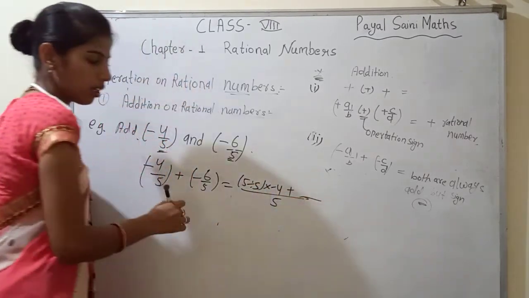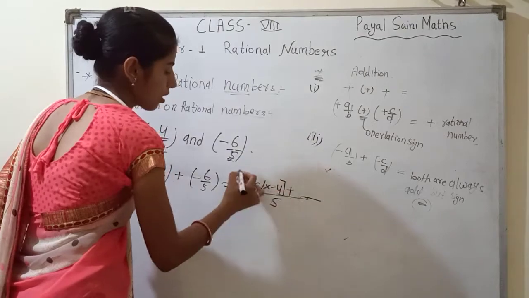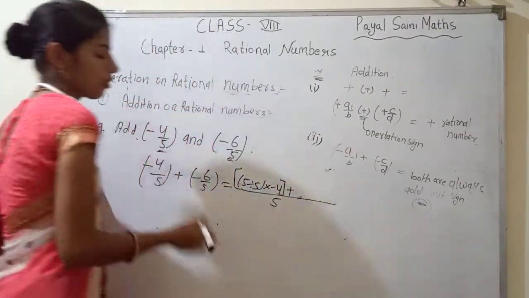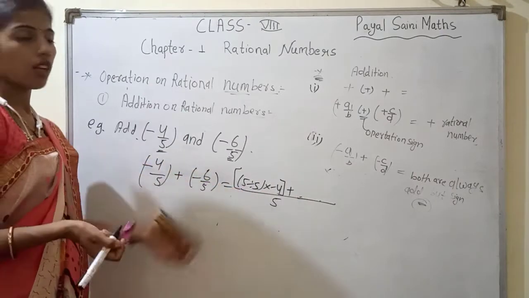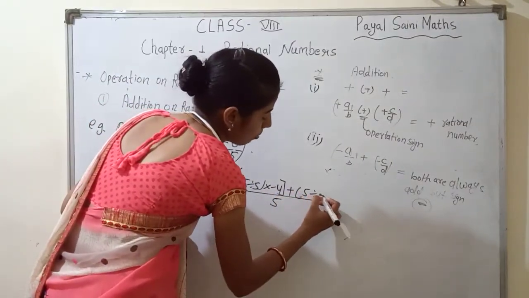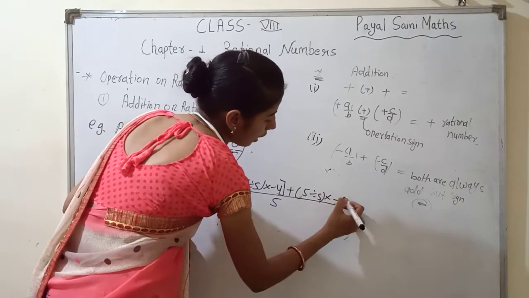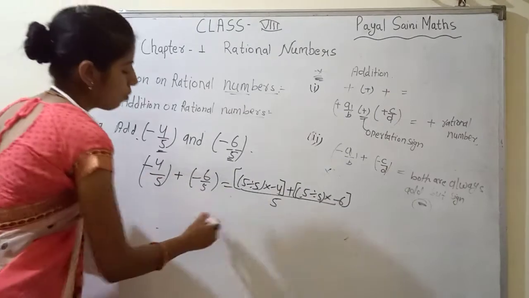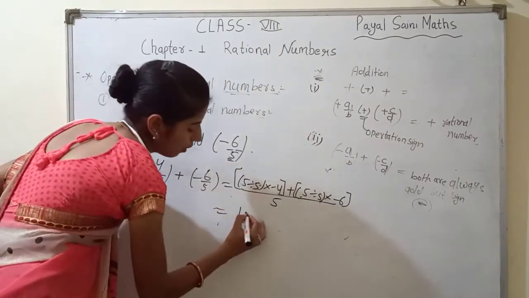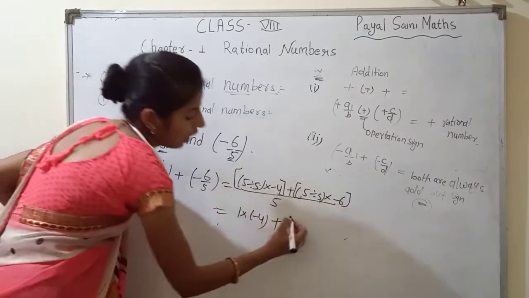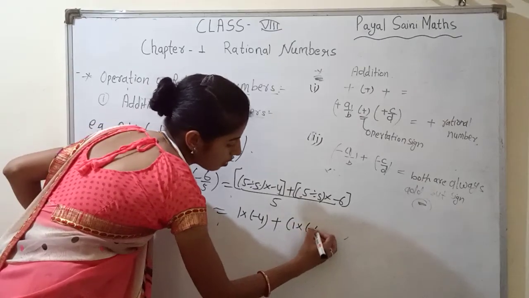The operation sign is plus. I make a big bracket here; it is very easy for the solution. Then next is 5 divided by 5 multiplied with minus 6. We also make a bracket here. Now 5 divided by 5 is 1, into minus 4, plus the operation sign, and next is 1 into minus 6.